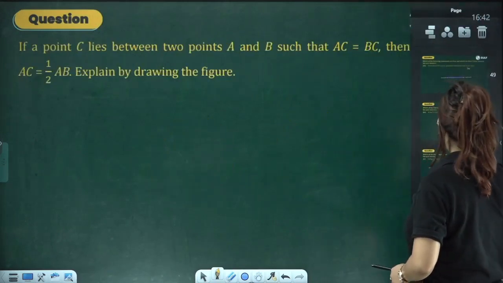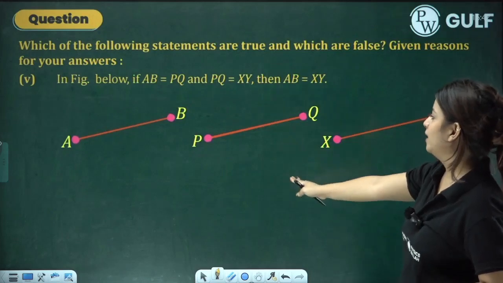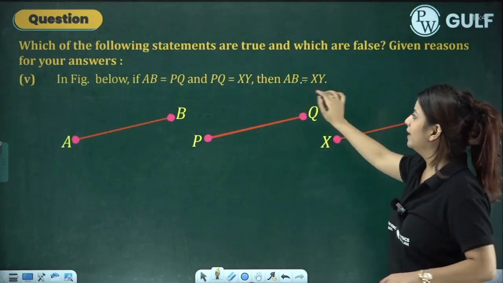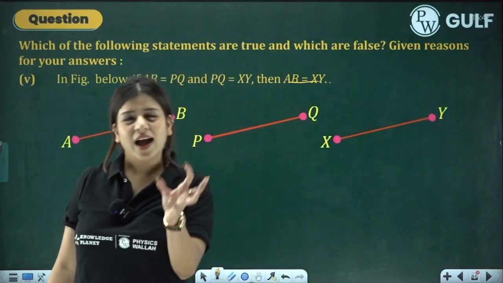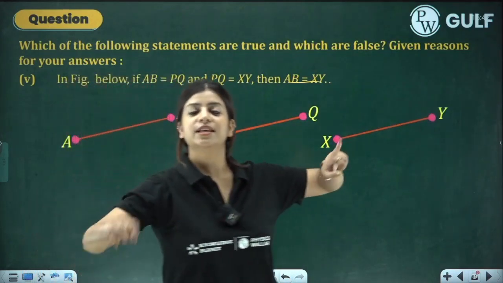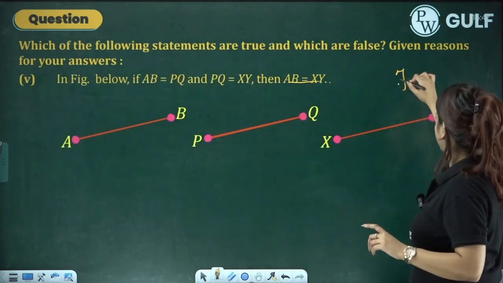Alright. The next thing that we have is, if AB is equal to PQ and PQ is equal to XY, then AB is equal to XY, of course. If one thing is equal to another and that thing is equal to a third thing, the first thing will be equal to the third thing. True statement.